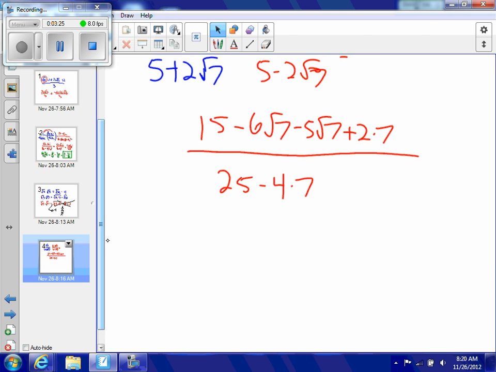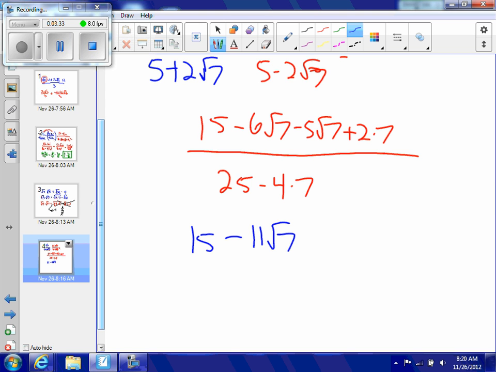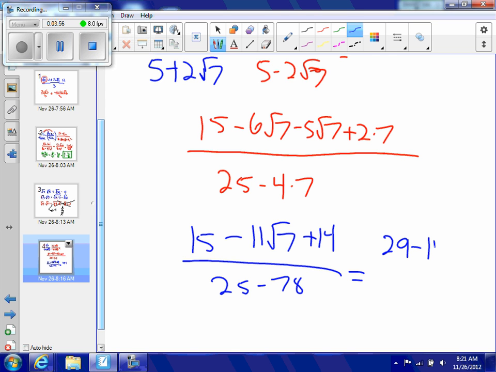So this gives me 15 minus 11 radical 7, because I have 6 cows and 5 cows. They're both negative, right? So I have 6 radical 7s and 5 radical 7s. That's negative 11 radical 7s. Plus 14 over 25 minus 28. So that gives me 29 minus 11 radical 7 over negative 3. And there isn't anything I can do to simplify that at all.